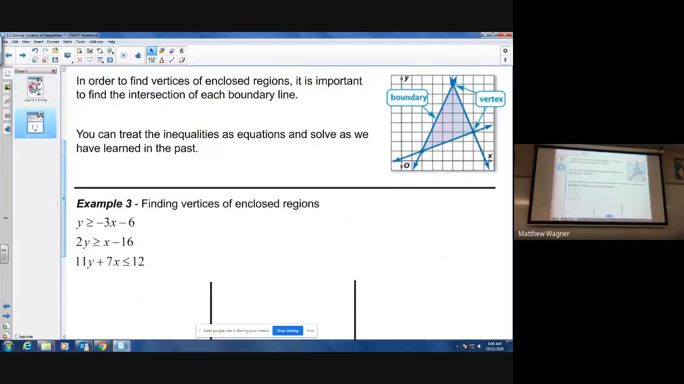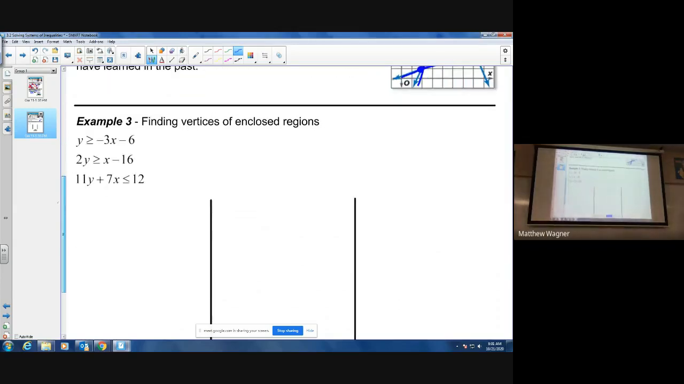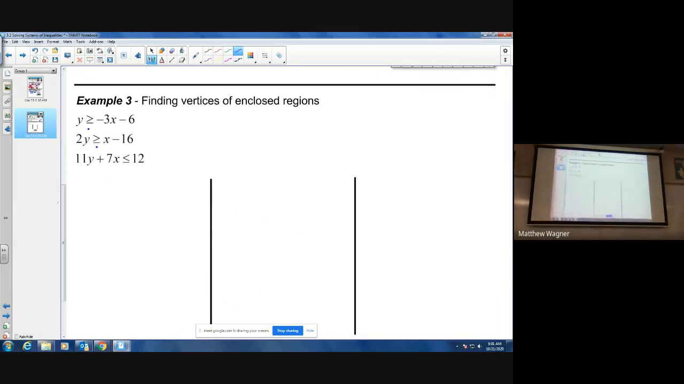The last type of question you're going to look at is finding vertices of a boundary region. If you notice, when we have 2 lines, you did this in section 3.1. You set them equal to each other. You can use substitution, elimination, graph, or use a table to find that point of intersection. We're going to be doing the same thing, but just keep in mind that we have boundary lines, okay?